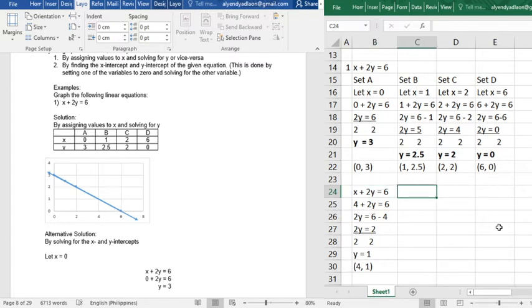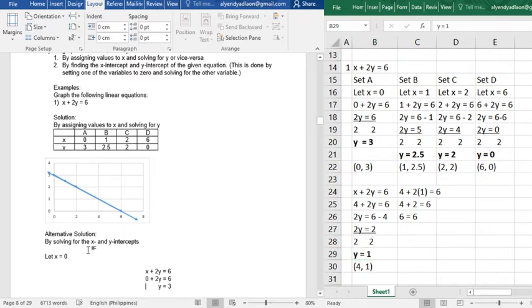So we have x as 4 plus 2y, and y is 1, equals 6. So 4 plus 2 times 1, that is 2, equals 6. So we have 6 equals 6. So this statement is true. Okay, so this proves our answer.